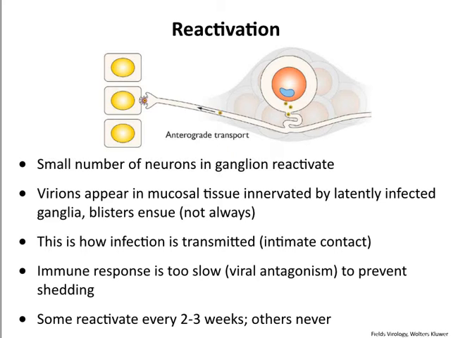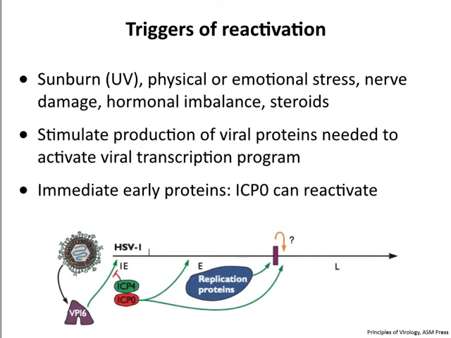Now, some people, interestingly, reactivate every 2 to 3 weeks. And studies have been done showing that people can shed virus every 2 to 3 weeks without symptoms or with blisters, and other people never reactivate. And we really don't understand this at all. Triggers of reactivation are well known, include sunburn, stress, nerve damage. So people having an exam will get cold sores and various other things. We don't know how these lead to reactivation. This is a total black box.